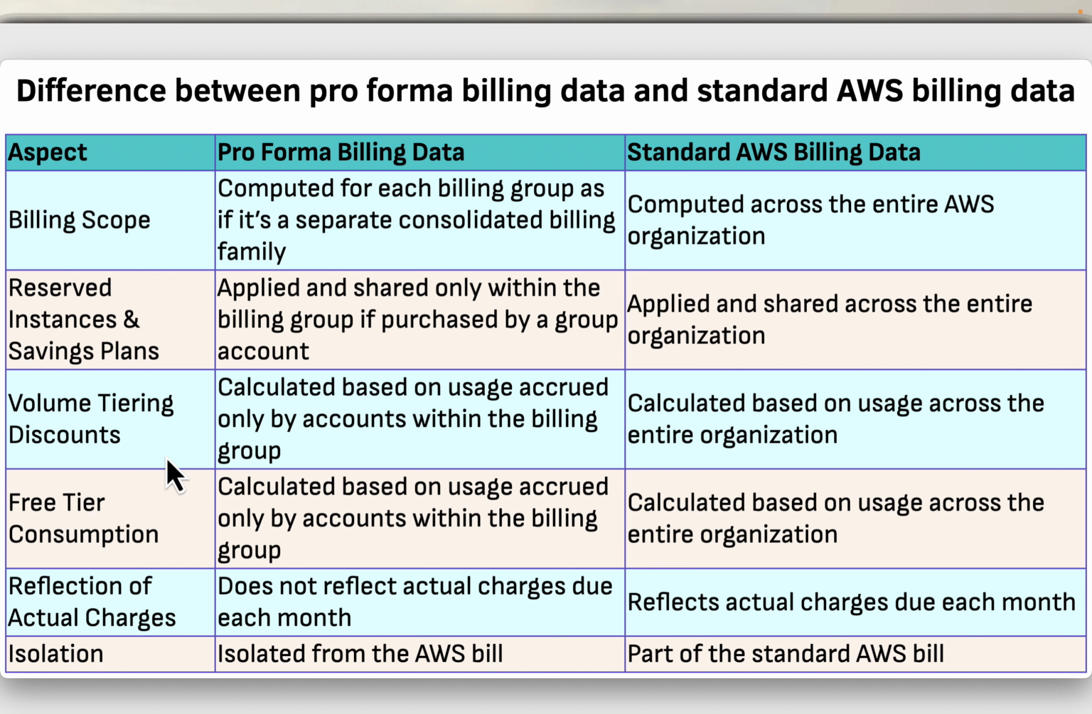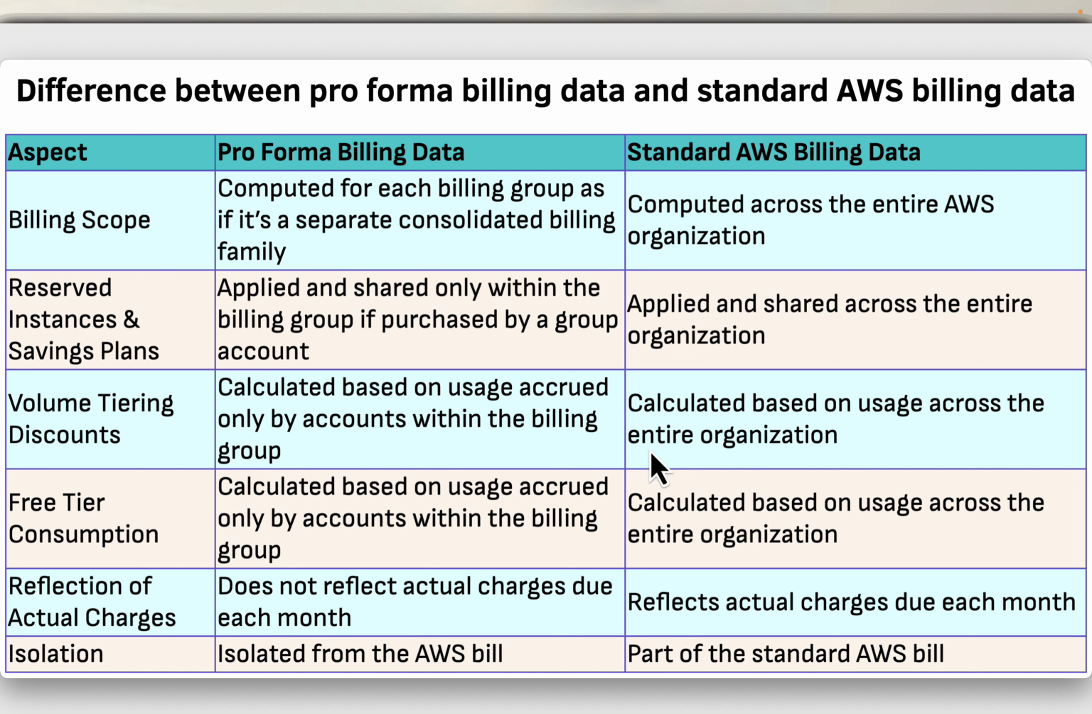Volume tiering discounts are calculated based on usage accrued only by accounts within the billing group, versus calculated based on usage across the entire organization. Free tier consumption is calculated based on usage accrued only by accounts within the billing group, versus calculated based on the usage for the entire organization. Reflection of actual charges: pro forma does not reflect actual charges due each month, while standard reflects actual charges due each month. And isolation: pro forma is isolated from the AWS bill, while the standard bill is part of the standard AWS bill.